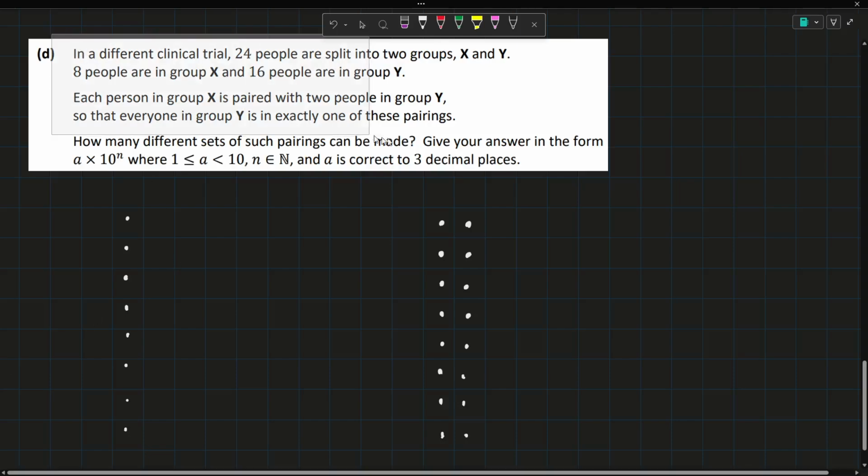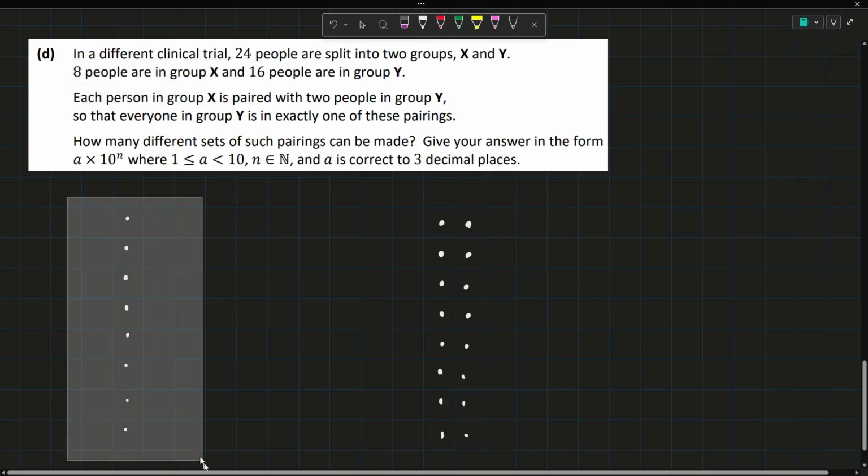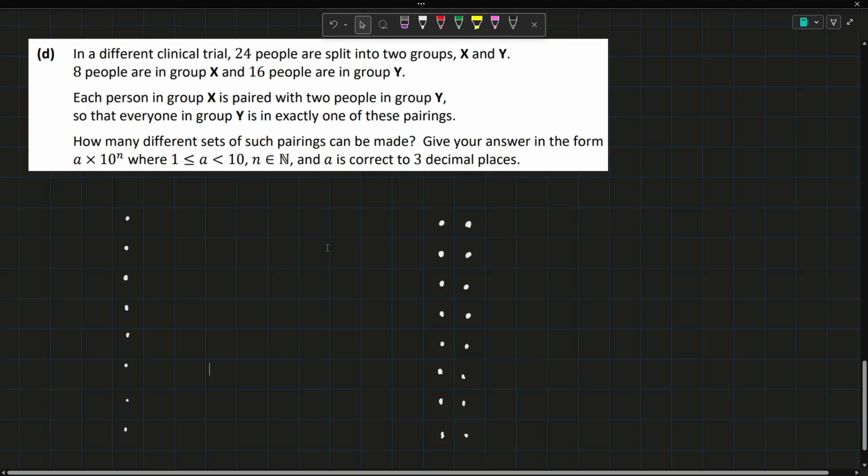Then in part D, we're given kind of a similar setup, and it's equally as vague. So again, each person in group X paired with 2 people in group Y, how many different sets of such pairings can be made? It doesn't say for every single group X or just for a particular group X. So I'm going to assume there's a particular group X, but again, the marking scheme accepted both. And all you have to do, if you wanted to get the total number, is just multiply the count for one group X by how many groups X there are.